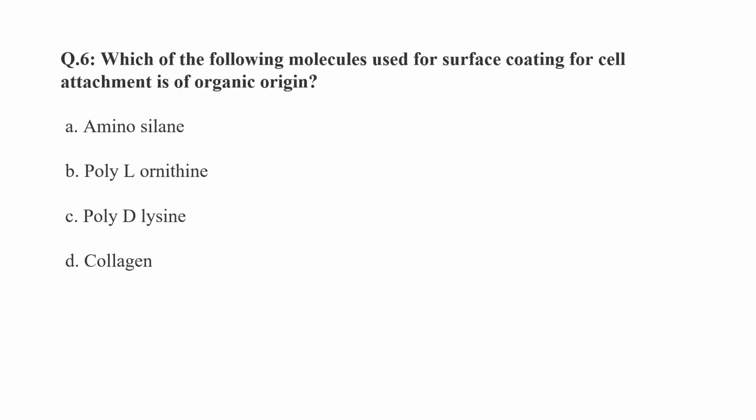So the next question is, which of the following molecules used for surface coating for cell attachment is of organic origin? As I said, the glass or polystyrene plastic flasks or plates are coated with some materials so that cells adhere to them. This question asks what the coating material is, but it should be organic in origin. Poly-D-lysine is also used in some cases, like poly-L-lysine.